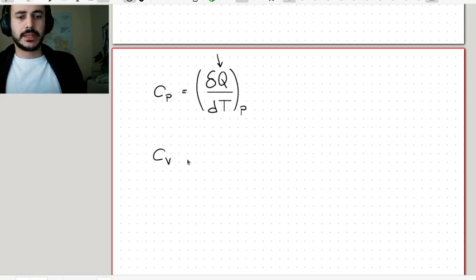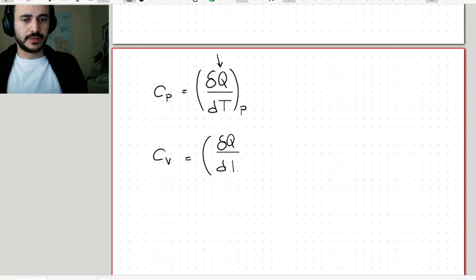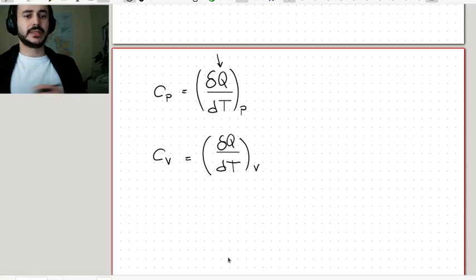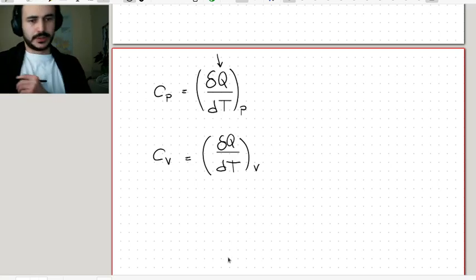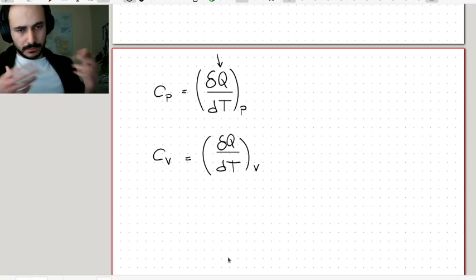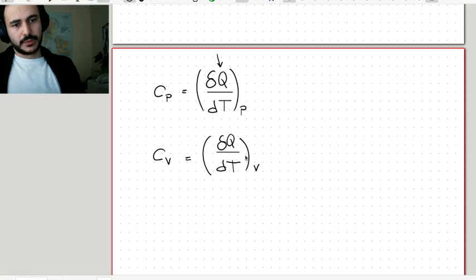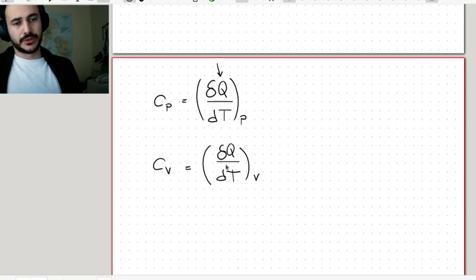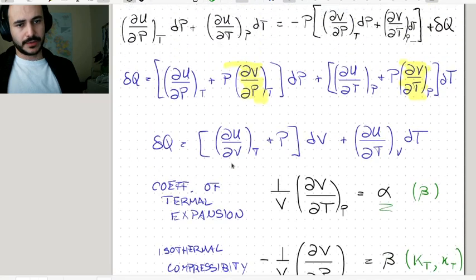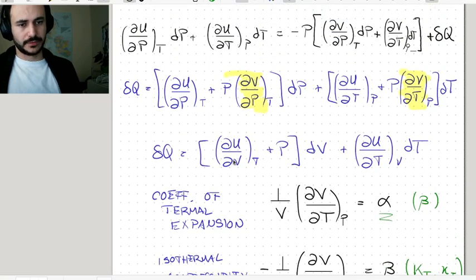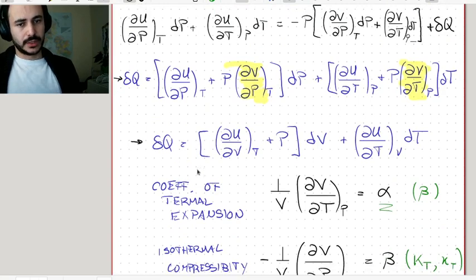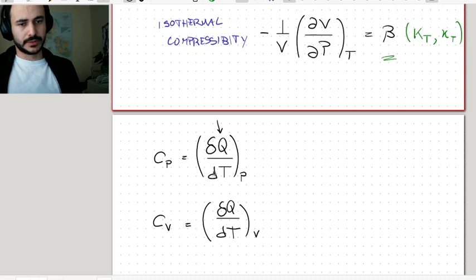And then the heat capacity at constant volume is the reversible heat absorbed by a system to raise its temperature infinitesimally by delta T when the whole process is made keeping the volume constant. Okay, so fine, this is just definitions, but we can actually say something about these definitions using the two expressions that we derived before. Okay, so here, for instance, here we have the reversible heat. Okay, that's what goes in the numerator of these two expressions.